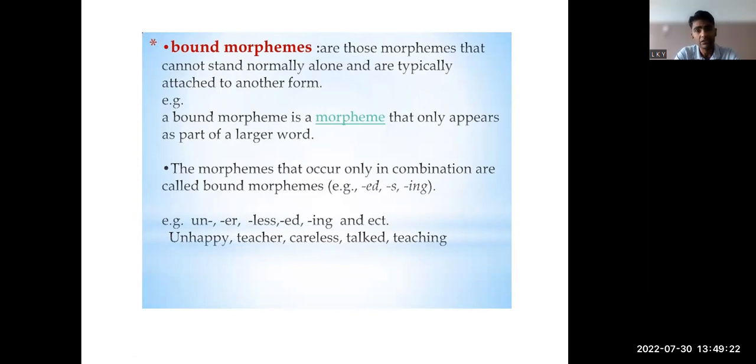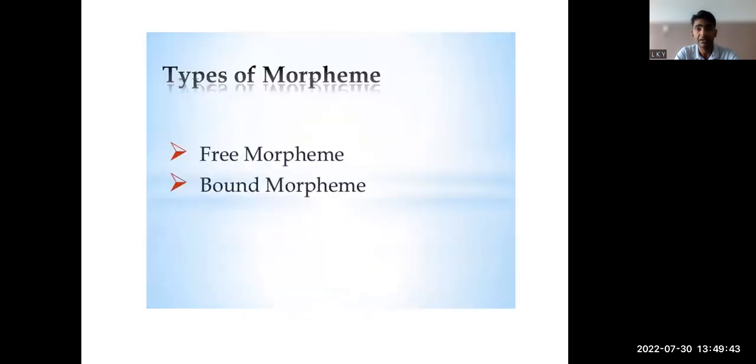Further, in the coming classes we will learn the further classification of free morpheme and bound morpheme, because they have lexical morphemes and functional morphemes, which are further classifications of these morphemes. So for the day, it is off from my side, and in the coming classes, we will learn more about these morphemes. So this was all about morphology, and we have learned two types of morpheme today. That was free morpheme, and another was bound morpheme.